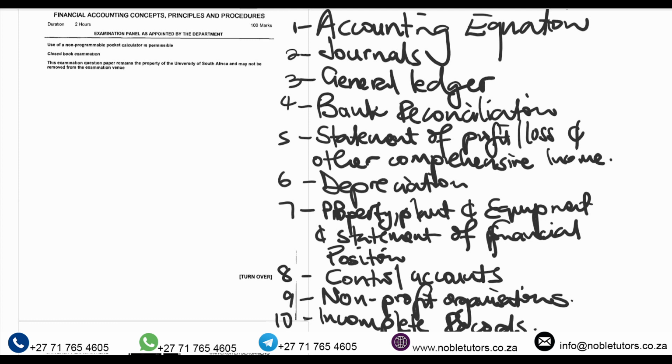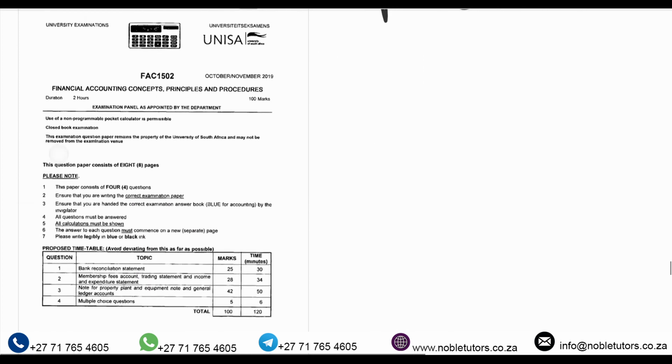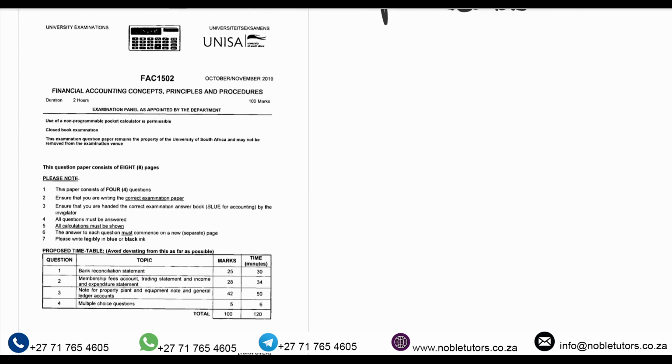10 additional videos, each video for each topic, right? After we tackle the concepts and principles in that topic, we also look at a question from the previous question papers. You say, yeah, we have bank reconciliation, we have membership fees, trading statement, and income and expenditure. This is non-profit organizations. Not for property, plant, and equipment. This is property, plant, and equipment. Then there was multiple choice.